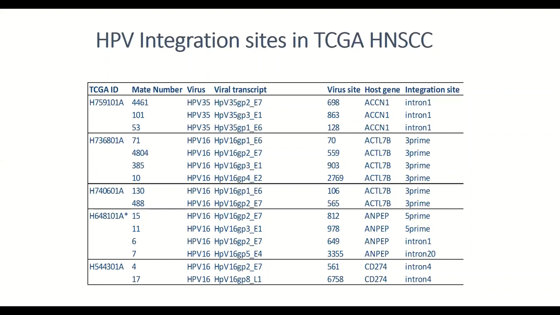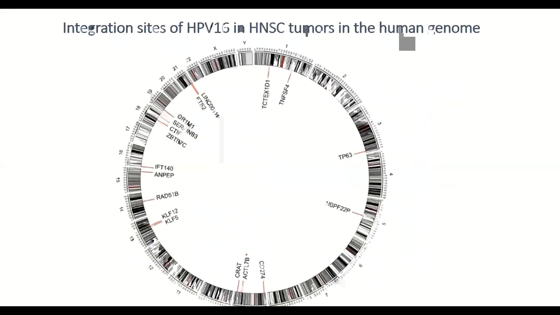And here I just show the example of the head and neck tumor samples, because there are lots of head and neck tumor samples actually caused by HPV 16 or 18. And this table just shows where the virus integrated into, okay? Because it matters where the virus integrated into the human genome. And this figure shows, say here, some virus actually integrated into TP63, an oncogene.